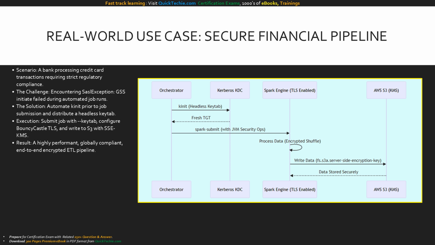Let's walk through this production-grade pipeline sequence. The orchestrator initiates the workflow by performing a kinit with a headless keytab, securing a fresh TGT from the Kerberos KDC. It then launches Spark, injecting all our advanced JVM security options. As Spark processes the credit card data, all internal network shuffles are encrypted via TLS. Finally, Spark writes the output to S3, actively passing the KMS key configuration. The data lands securely, completely fulfilling our zero trust requirements.